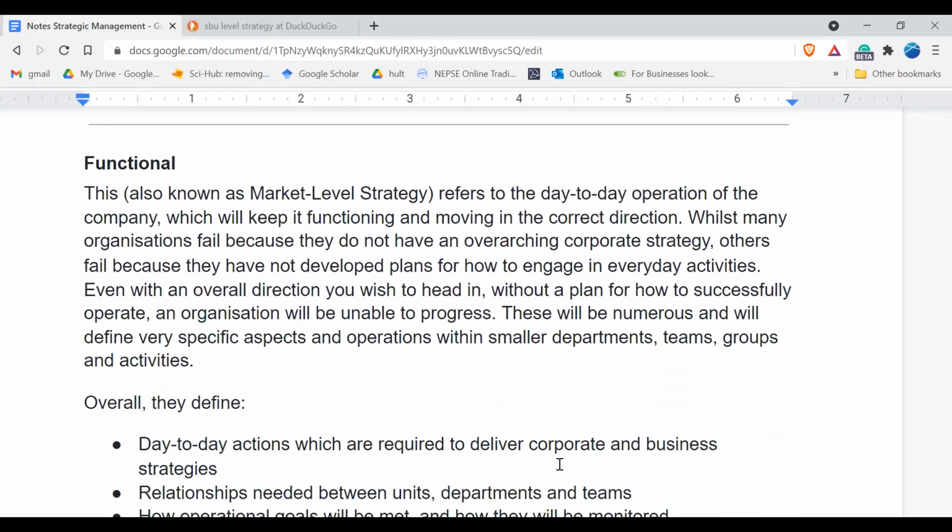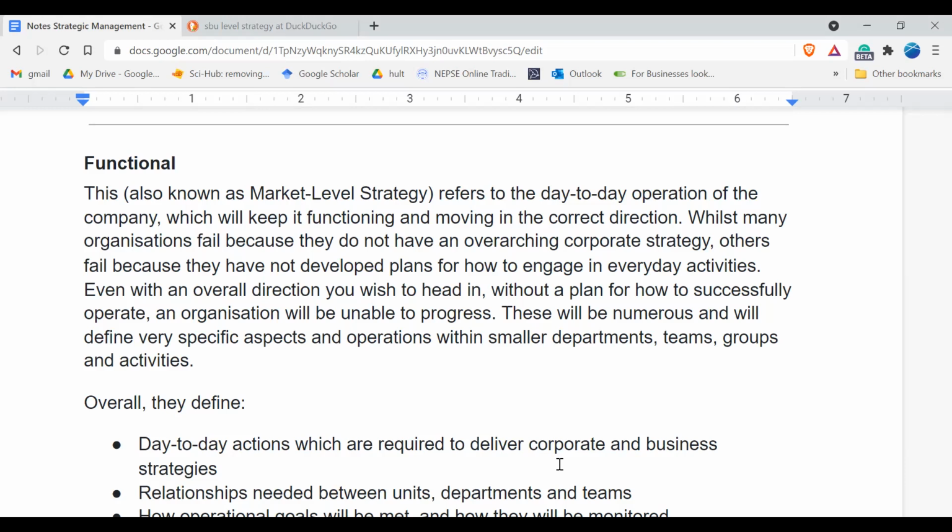Another level of strategy is functional level. This, also known as market level strategy, refers to the day-to-day operation of the company, which will keep it functioning and moving in the correct direction. Many organizations fail because they do not have an overarching corporate strategy. Others fail because they have not developed plans for how to engage in everyday activities. Even with an overall direction you wish to head in, without a plan for how to successfully operate, an organization will be unable to progress.